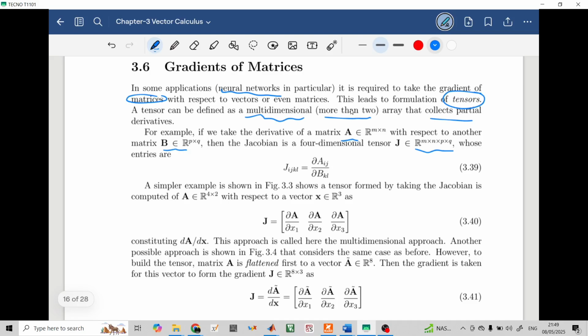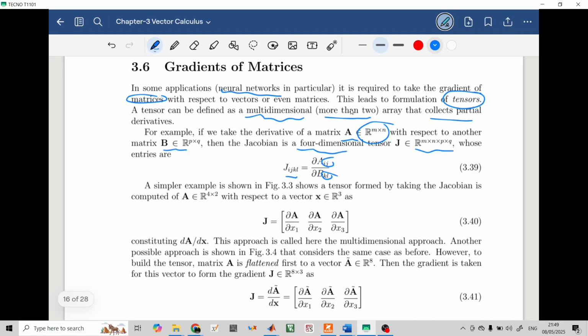Imagine it like a notebook which has pages. Each page is an M by N matrix, and in this case it has P times Q pages. So if we want to index the elements of this derivative, we need four indices: I, J, K, and L, right? So IJ will reference the A matrix, and KL will reference the B matrix.